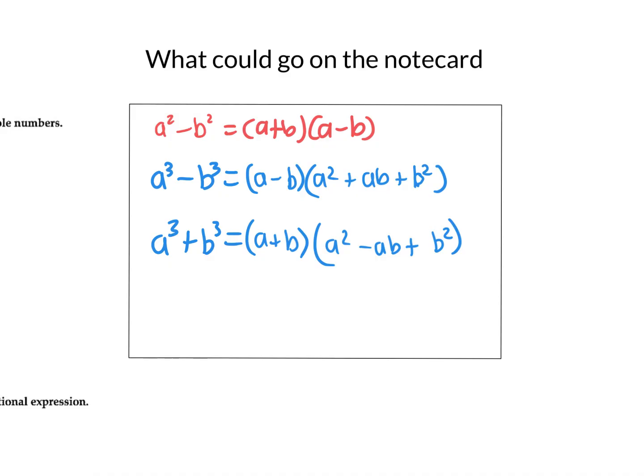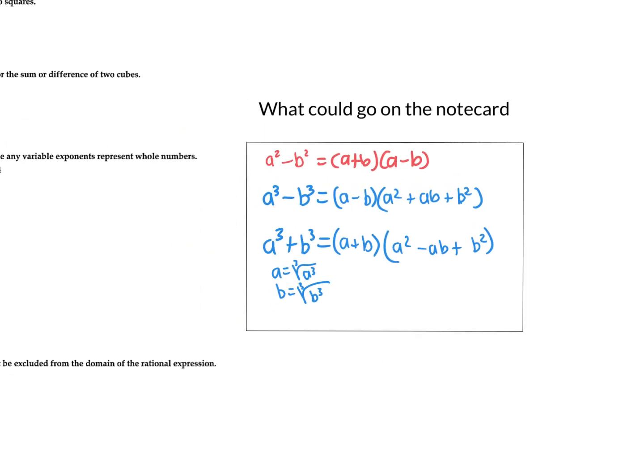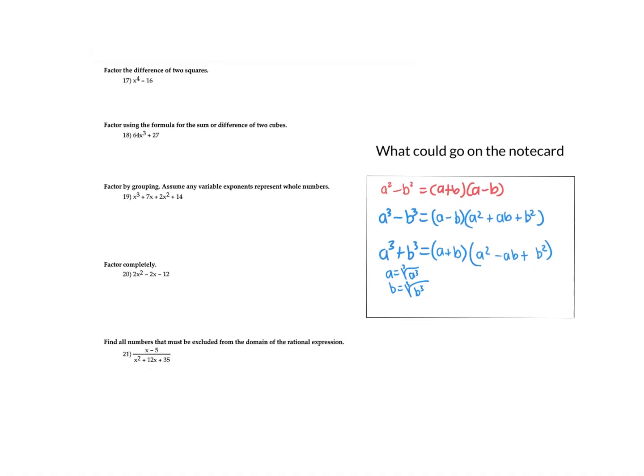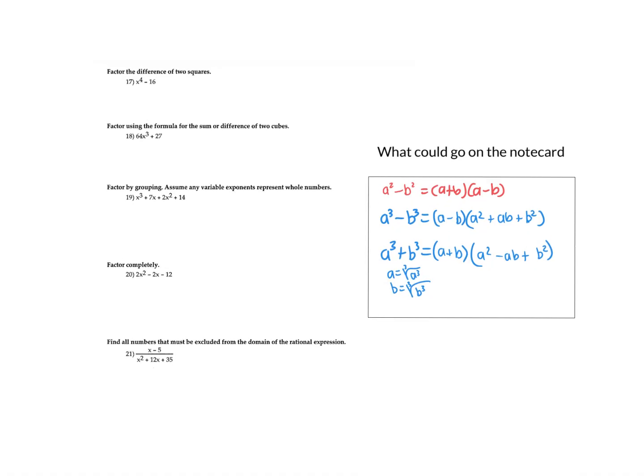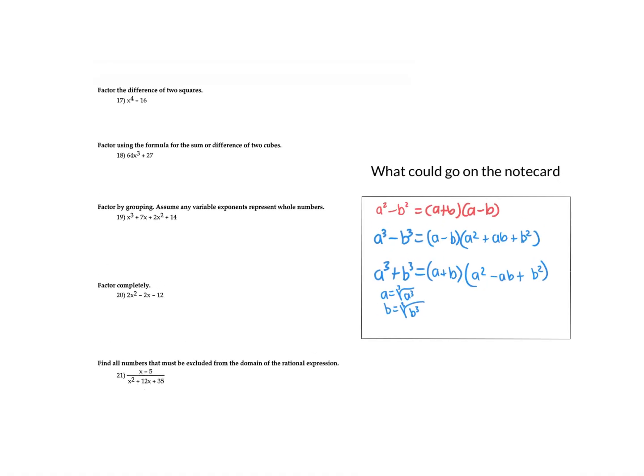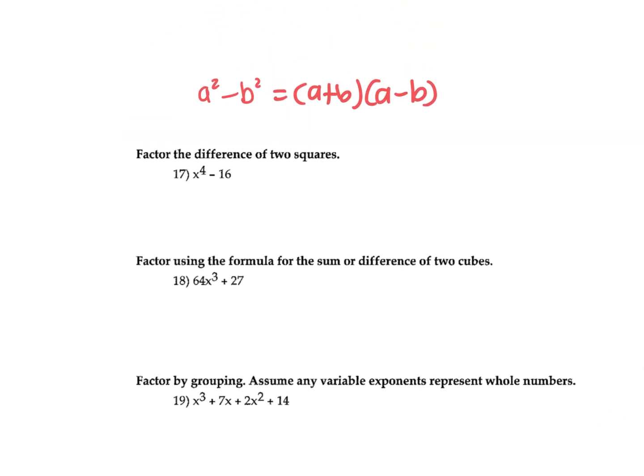Now, in this case, the so-called A is going to be the cube root of whatever A cubed is, and the so-called B is going to be the cube root of whatever B cubed is. So that's kind of similar to what we just did before. Now, that's all relevant. So let's take a look at this one. This is asking us to factor the difference between two squares.